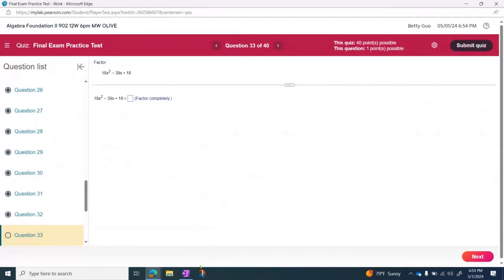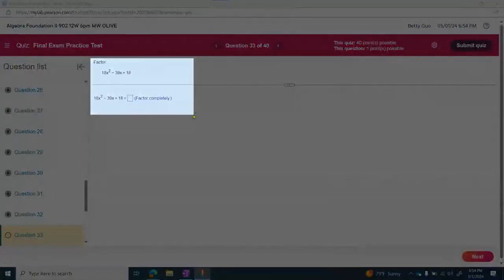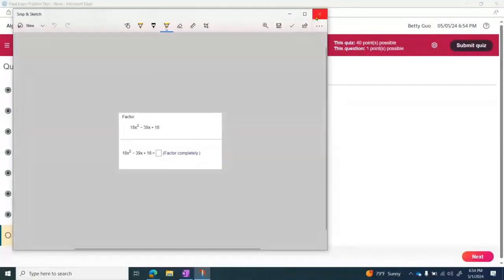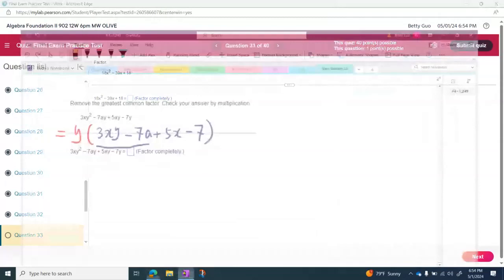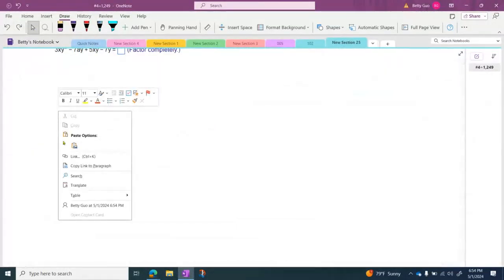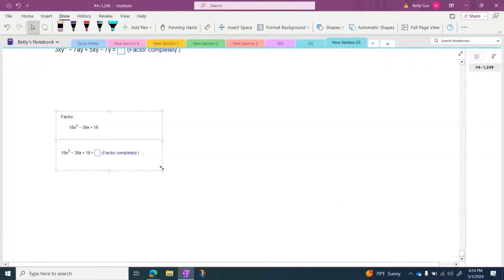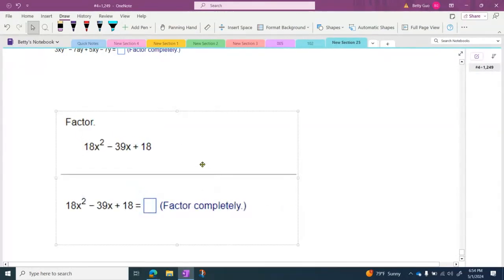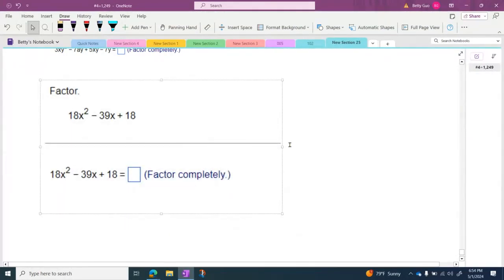Factor. Oh, let's do this one. Factor completely. Whatever method works for you, guys. I recommend my method, but if you have your original method or a new method you learned and you like it, then you can just use those methods. Let's see this problem: 18x squared minus 39x plus 18.